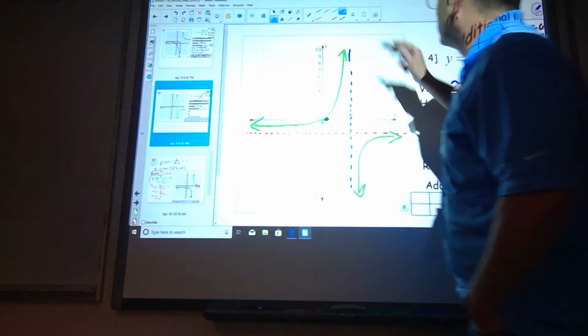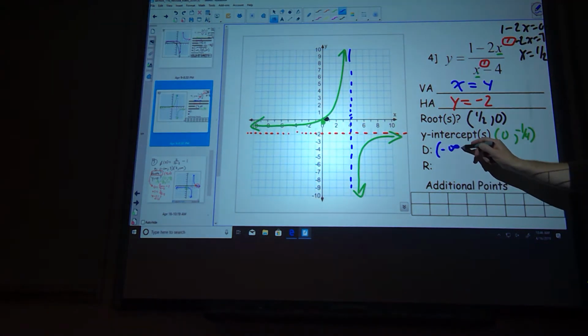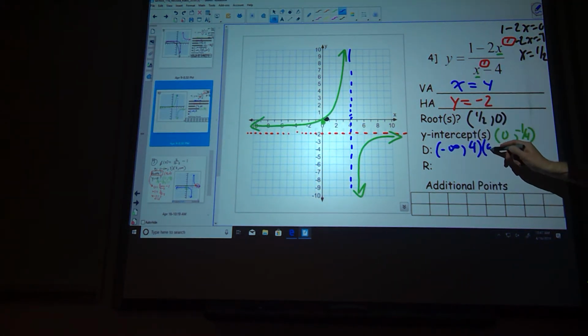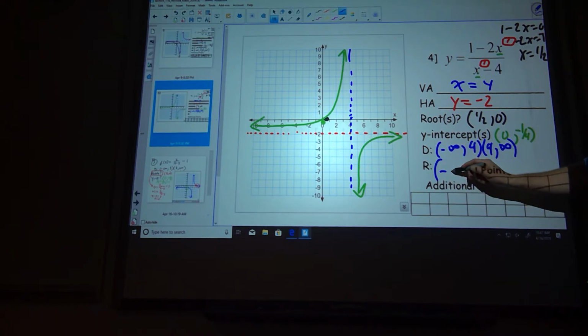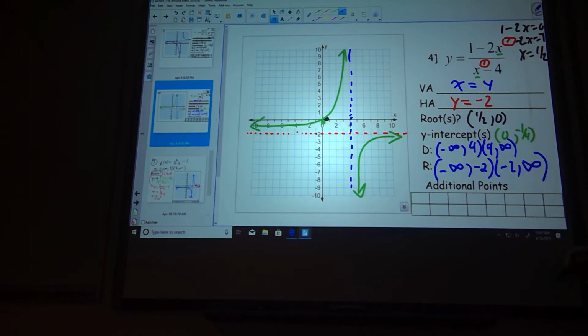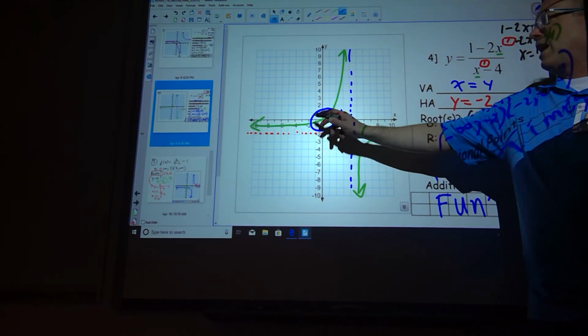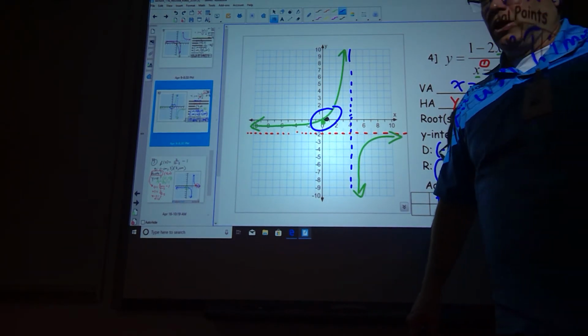Domain: negative infinity to 4, 4 to infinity. My range, negative infinity to the red, so negative 2, negative 2 to infinity. And then again, some additional points, fun times. Plug them in and have fun with it and be like, wow, look at these cool fractions I'm getting. Mr. Sturp, do you know when you plug 3 in, you get 4/16? Great. So that's why I'm kind of jumping over that. So you do have kind of 2 points that you're able to find pretty easily as long as your asymptotes shift. But then after that, you're just kind of gauging it.